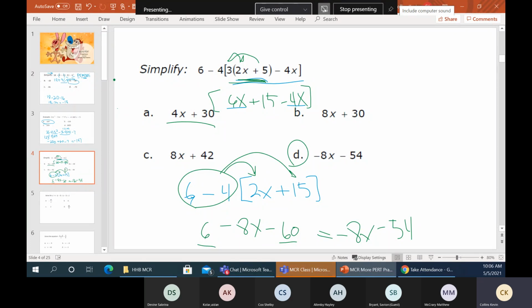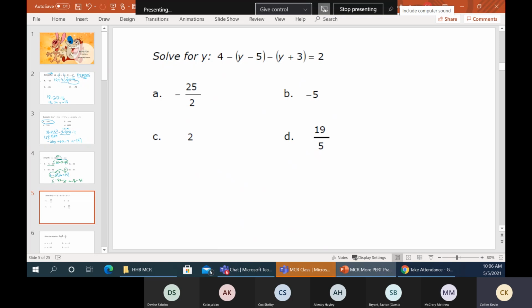All right, let's go ahead and check out another one. Okay, so this one we're actually solving for y. So we definitely got to watch our signs a little bit here. All right, go ahead and check that one out and see what you come up with for an answer, and then we'll talk.